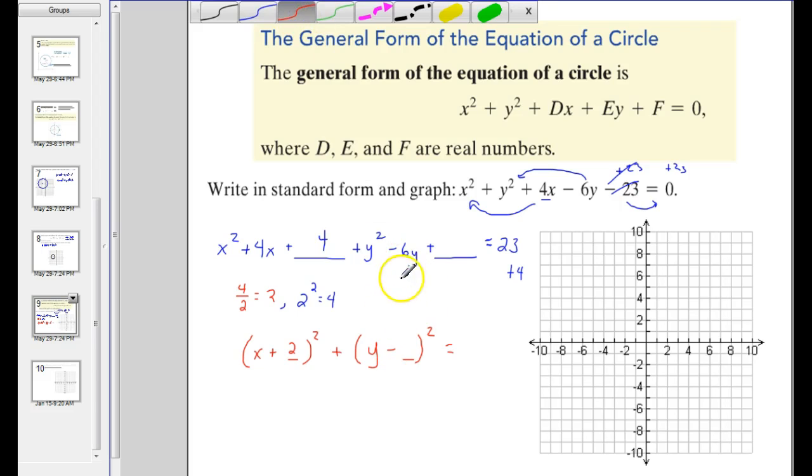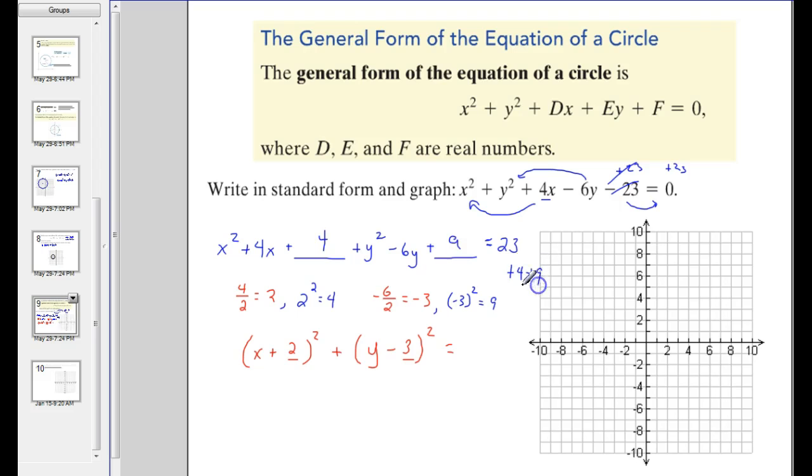Alright, here, same thing. I need to divide -6 by 2. That gives me a -3, so minus already, so I just need to put the 3 there. And then that's what I need to also square to know what to add here. So -3 squared is 9, so I have to add 9 to both sides.